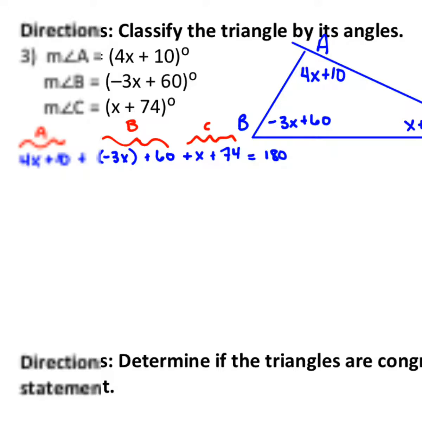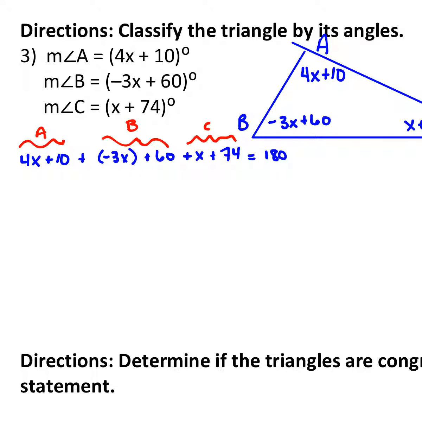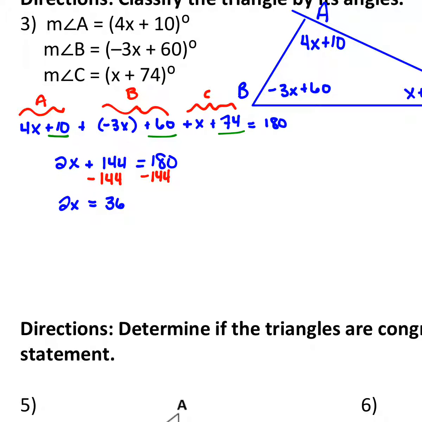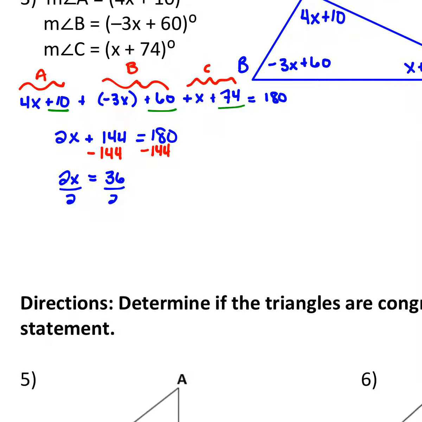So I'm going to clean it up by combining like terms. I got 4x minus 3x gives me 1x. So I get 2x. 10 plus 60 is 70. Plus 74 is 144. And that equals 180. We want to subtract 144 from both sides. So 2x equals 36. Divide by 2. So we know x is 18.